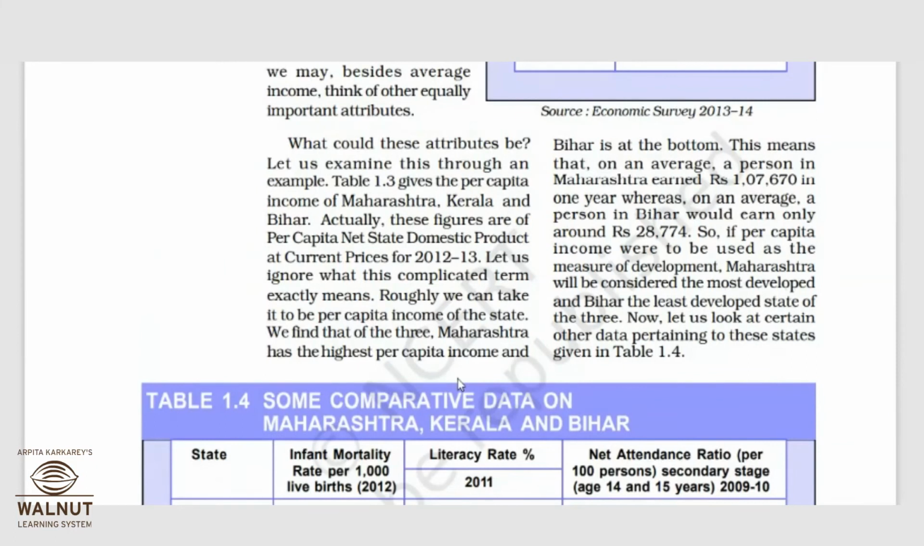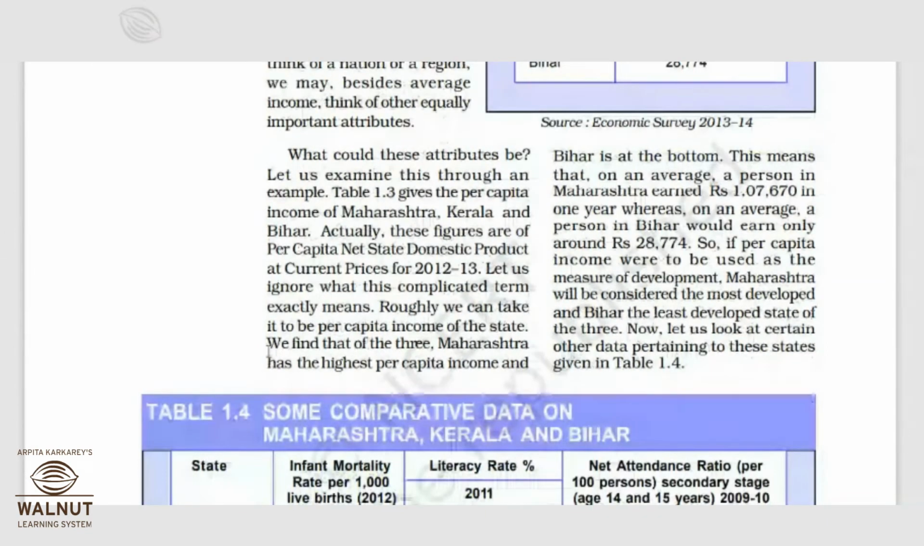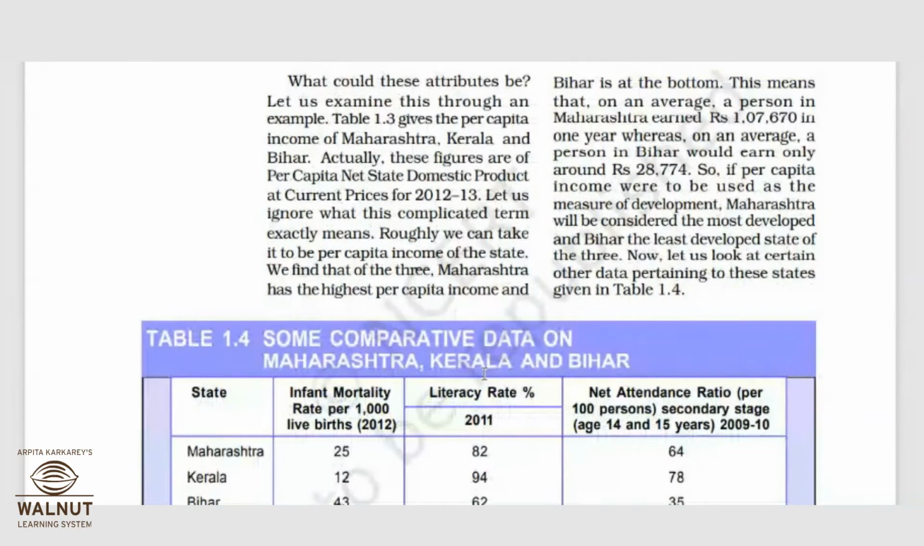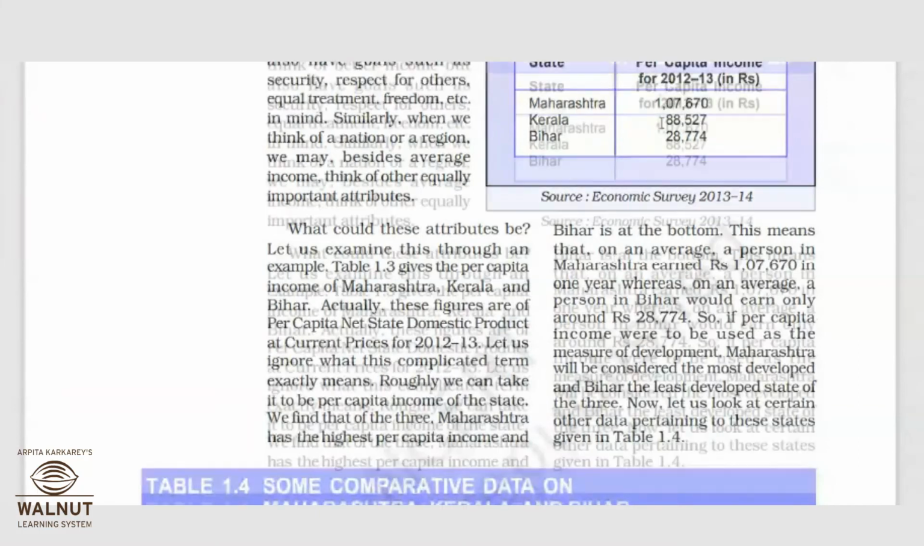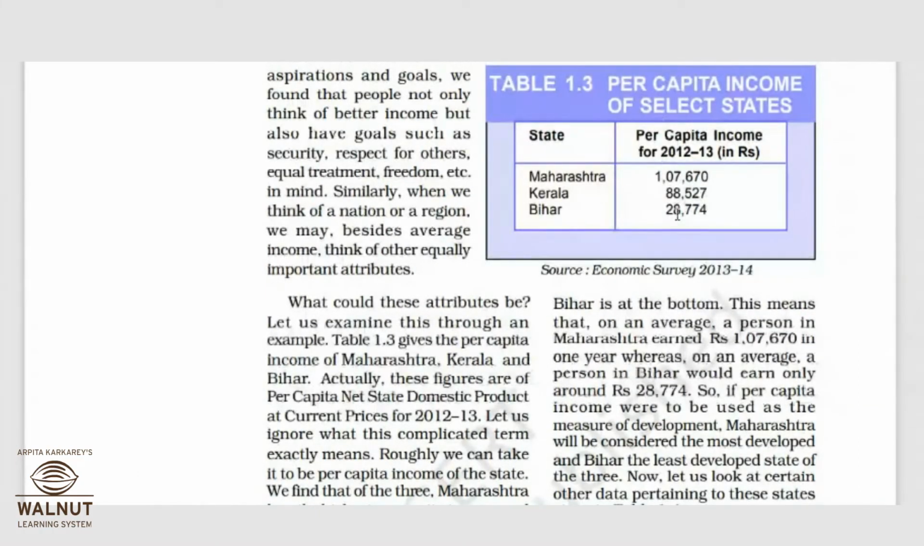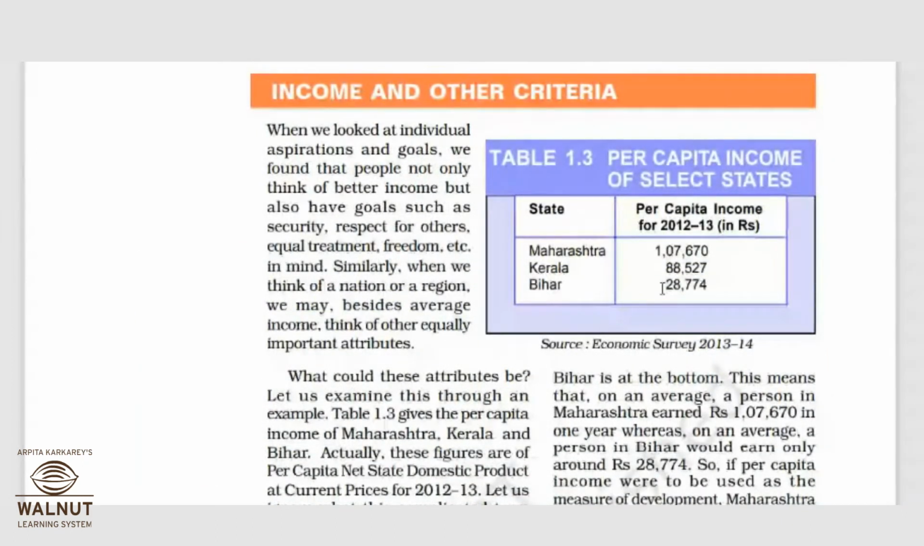Okay. So see here, let us examine this table. We are not going to take into account the terms which are very difficult to understand, but we find that of the three, Maharashtra has the highest per capita income, and Bihar is at the bottom. You compare this table based on literacy and infant mortality. Here per capita income is also given. For Maharashtra it is highest. So from an income point of view, which is the highest earning state?